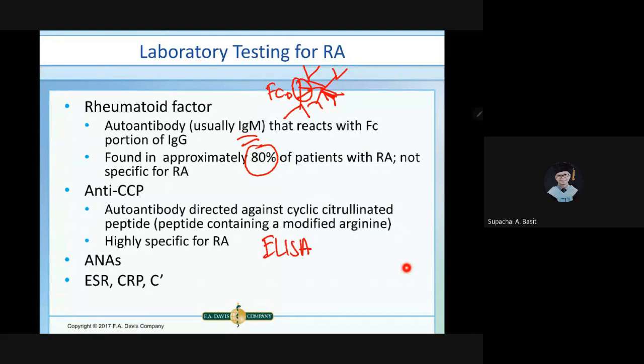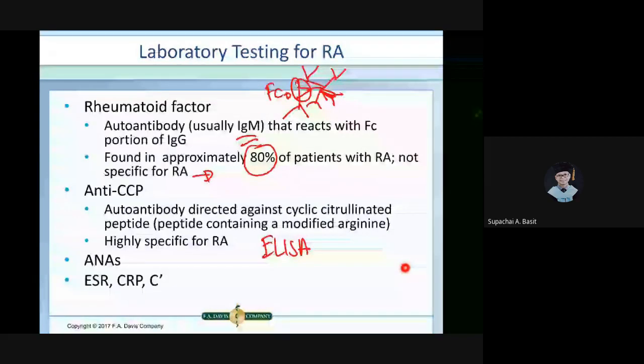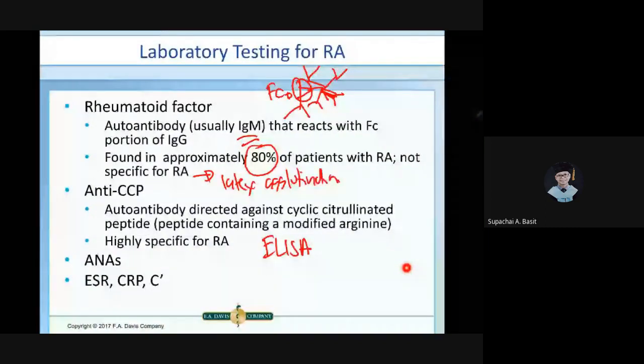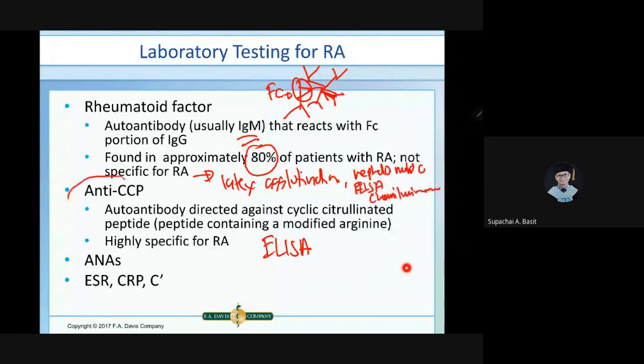So there are many assays in our laboratory. We have rheumatoid factor, no? The most common is latex agglutination for rheumatoid factor, but there are other assays, no? Pwedeng nephelometric for rheumatoid factor. It could be ELISA. It could be chemiluminescence assay. Okay, but recently they found out that anti-CCP is more specific.